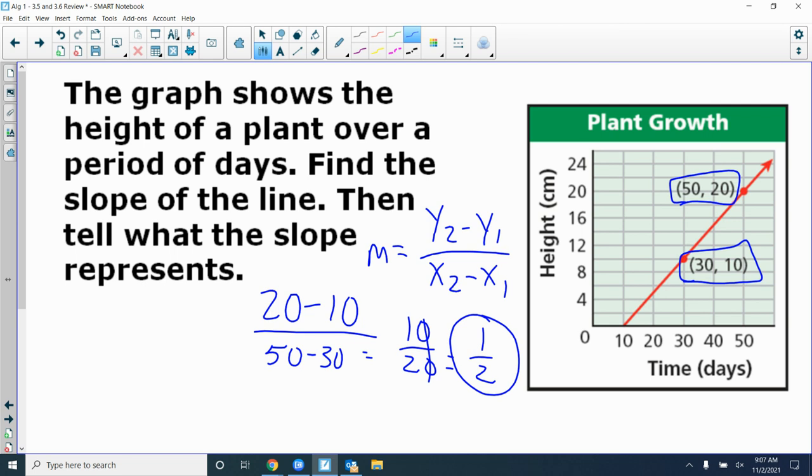Big step here. What does that represent in the context of this problem? What do you guys think? What do you think, Griffin? Grows 1/2 centimeter a day. And that's correct. There's also another way you can word it, which would be correct. Well, how else could you word that?